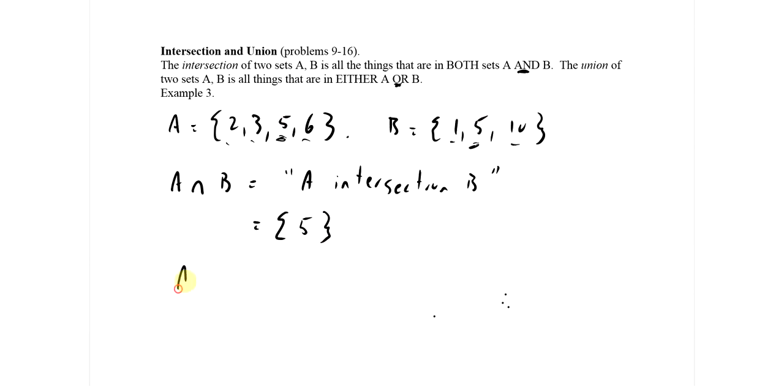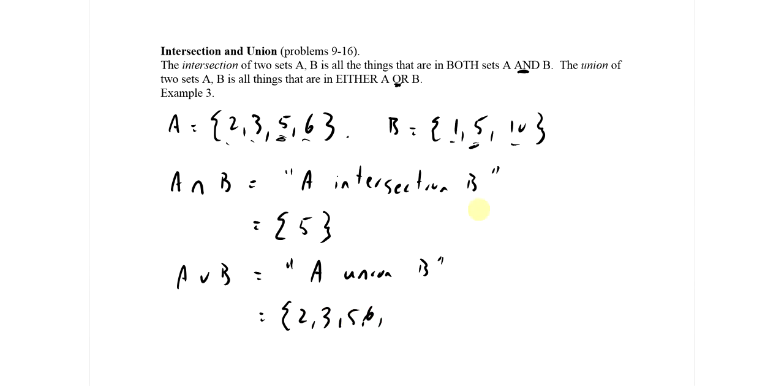What's A union B? Well, the symbol for union is a U. A union B. And here you just list everything that's in either of them. So everything that's in A, 2, 3, 5, 6.